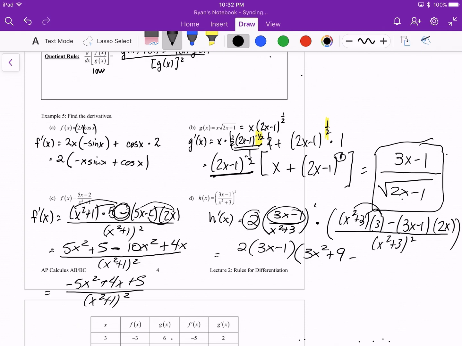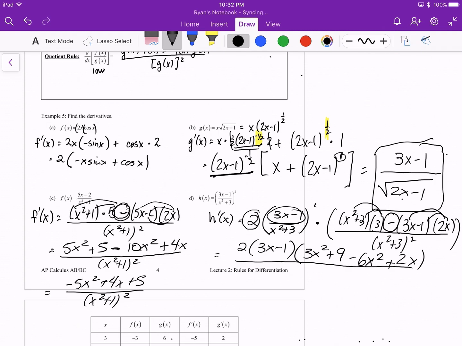Minus, if I multiply 3x and 2x, that's going to give me 6x squared. And then 2x and minus 1 gives me negative 1, but because there's a minus sign right here, I've got to multiply that by negative 1, so it ends up becoming positive 2x. Okay, don't forget your denominator, so this is going to be all over.